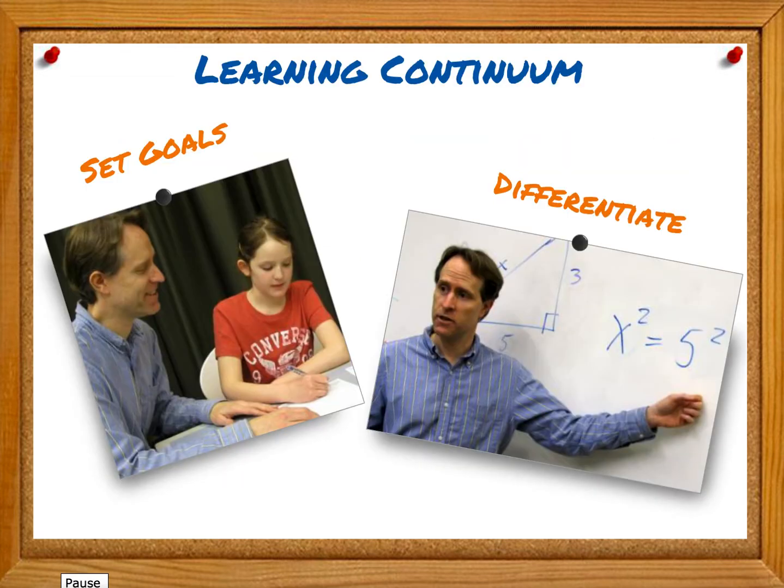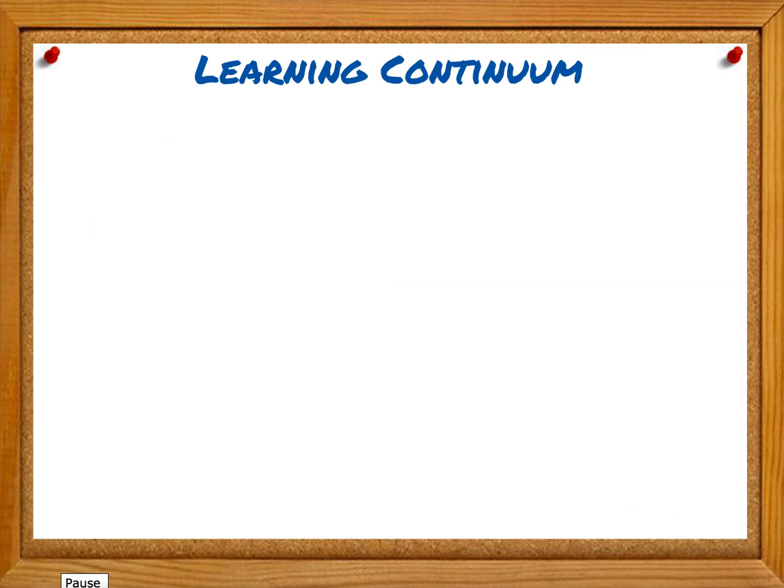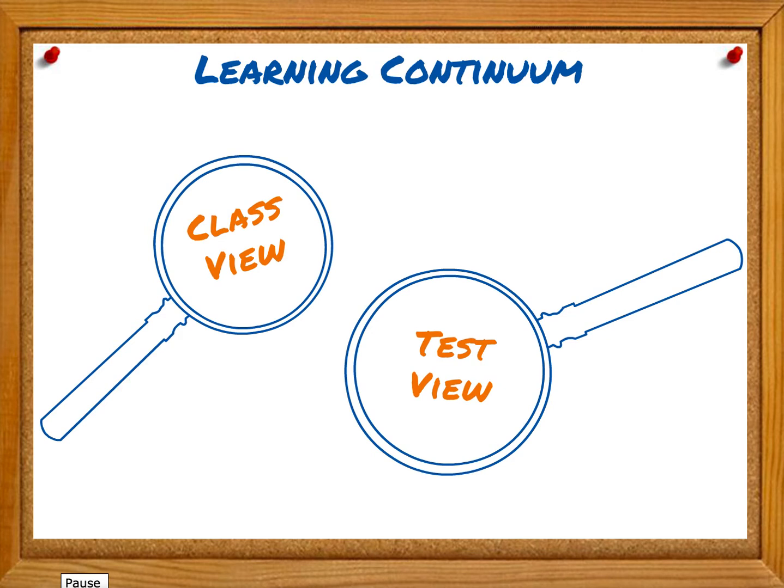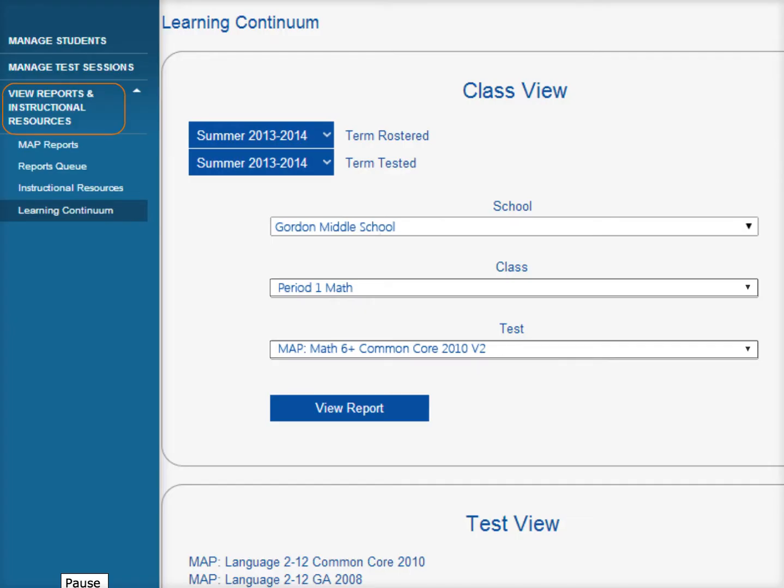MAP now includes a learning continuum report that's a great tool for setting goals with my students and differentiating my instruction. It's an interactive report with two views, the class view and the test view. I can access them both when I log into MAP and open the View Reports and Instructional Resources section. The class view is specific to my students, while the test view is a general look at the test subject.